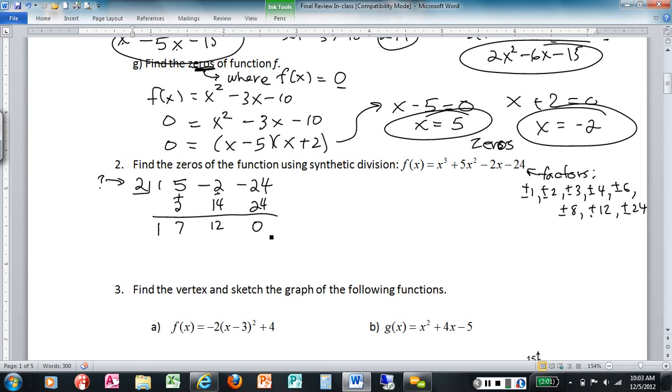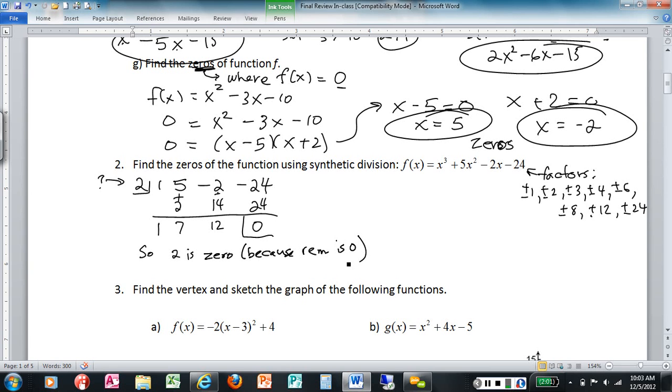Maybe I should have tried 1 because 1 would not work. 2 does work because why? How do I know it works? Because I got the 0 remainder. To be a 0, you have to get this 0 remainder. So 2, I'm saying now, is a 0 because the remainder is 0. So I'm looking for those that have remainder 0.